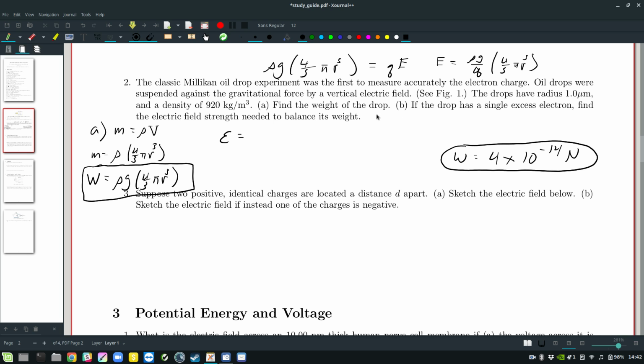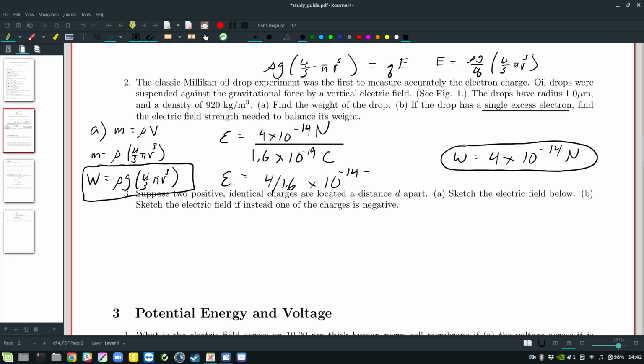So this would be the weight, right, divided by Q. So it's 4 times 10 to the minus 14 newtons, but then we're dividing by the charge. But what's the charge? It's that of a single excess electron. So the charge of an electron, as it's shown in the memory bank, is 1.6 times 10 to the minus 19 coulombs. Now we have the right units because the units of an E field are newtons per coulomb, or if you will, volts per meter, but newtons per coulomb are the first units of the E field. And so our E is 4 divided by 1.6 times 10 to the negative 14 plus 19 newtons per coulomb.